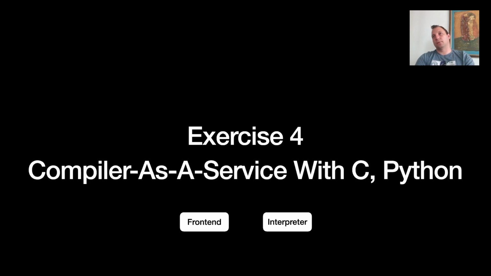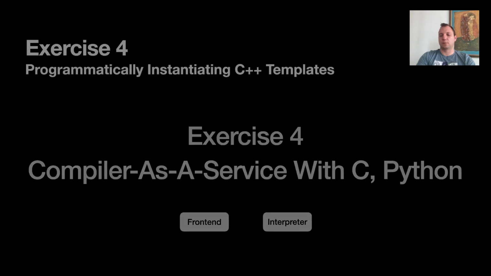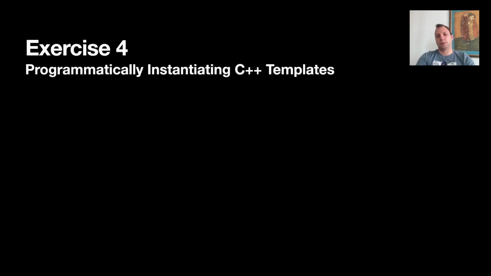So speaking of getting more and more out of this system, one obvious step becomes what we can do with the compiler as a service beyond the C++ language. And in the exercise 4, we are going to do two things. We're going to try to use the compiler as a service within C first, and then within Python. So let's get started.